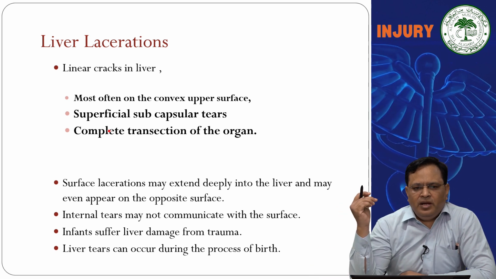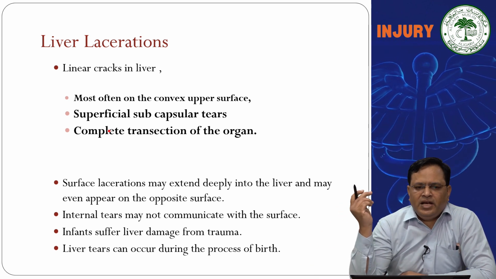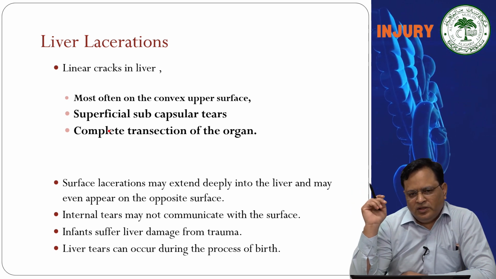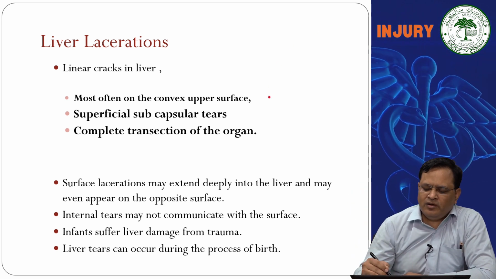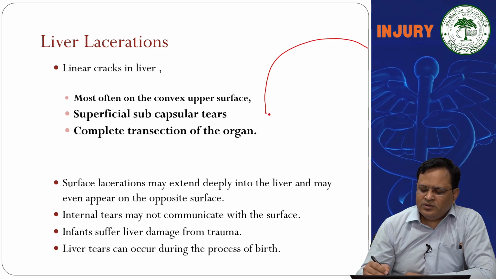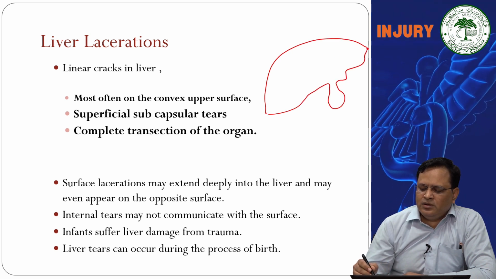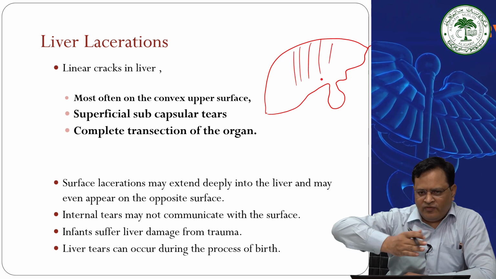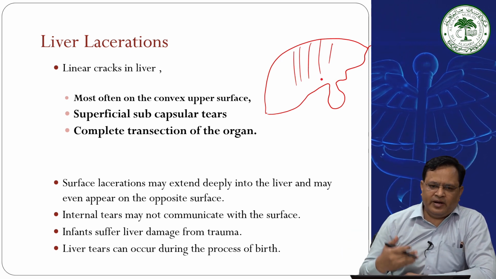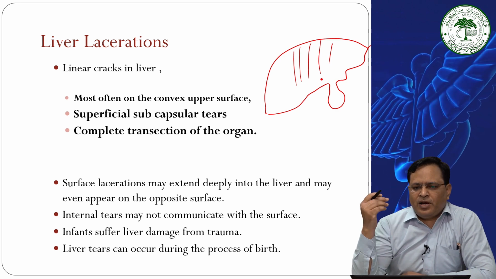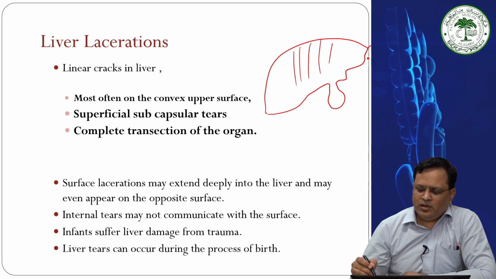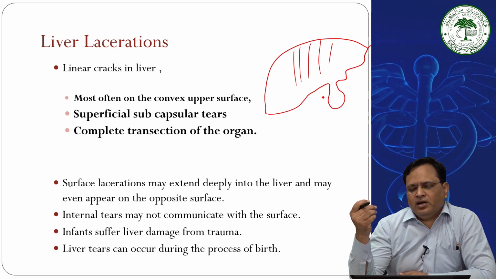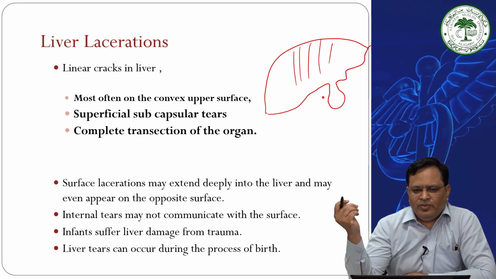Liver laceration can be of many types. There can be linear cracks in the liver, often on the convex upper surface. Most of the time liver laceration can be on the convex frontal surface, that is, on the frontal side. There can be a superficial subcapsular tear, as there is a capsule around the liver. Complete transection of the organ we have already seen in the previous slide.